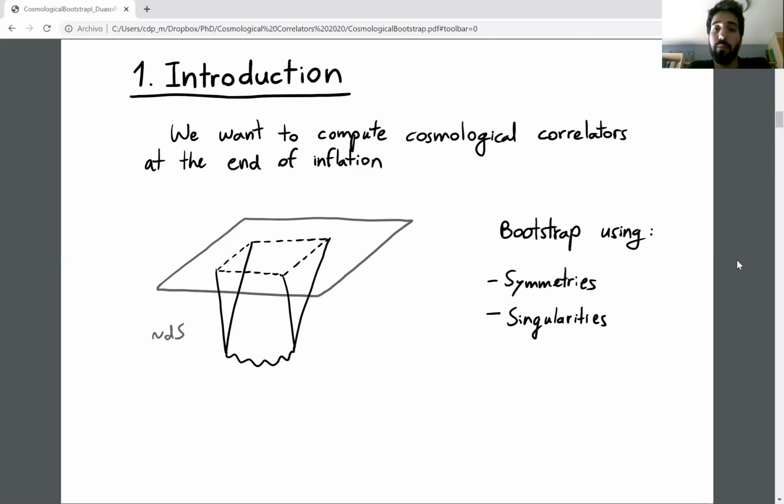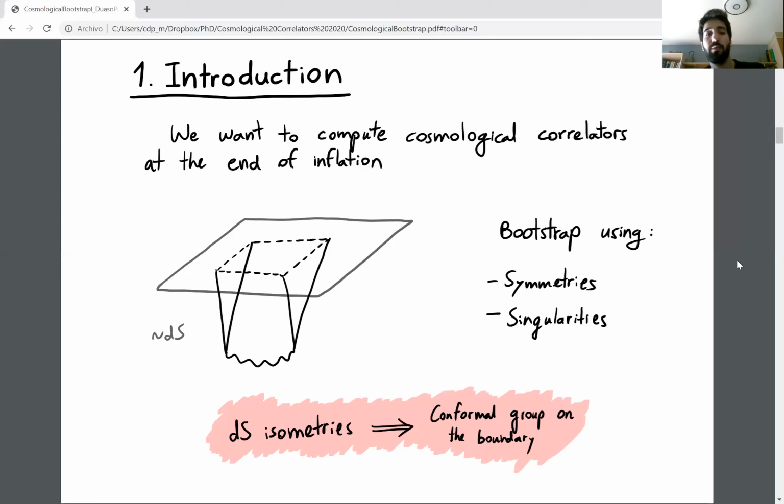We want to bootstrap them by using symmetries and by fixing their singularity structure. For example, we are going to require unphysical singularities to be absent, and we are going to require the physical singularities to be there and to have the correct residues. And when it comes to symmetries, the symmetries that we are going to use are the symmetries of the de Sitter isometries. It so happens that in the boundary they act like the symmetries of the conformal group.